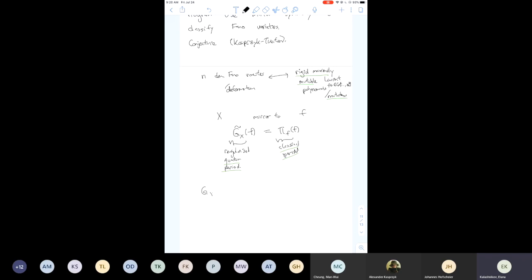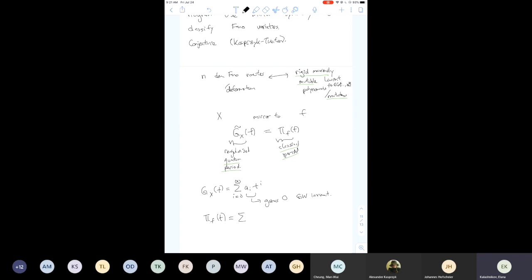So the quantum period is a power series built out of genus 0 Gromov-Witten invariants. Here is a genus 0 Gromov-Witten invariant. It's a specific piece or slice of the J function, if you know what that is.